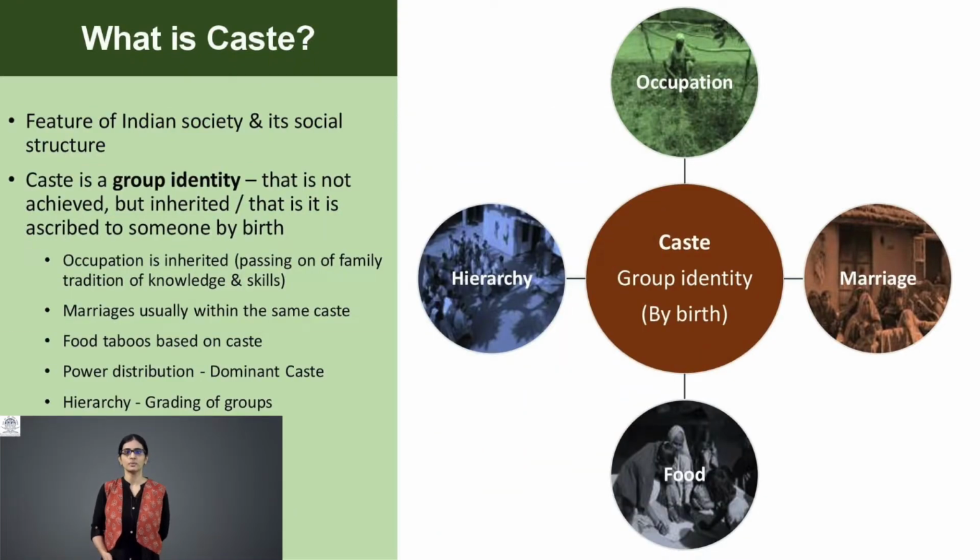Caste is a group identity that is not achieved but inherited. It is an identity that is ascribed to someone by birth. And the caste system divides the society into different hereditary groups which are distinguished from one another, but they are also connected to each other by certain elements. The elements that we associate with a caste group identity are occupation, marriage, food, hierarchy.